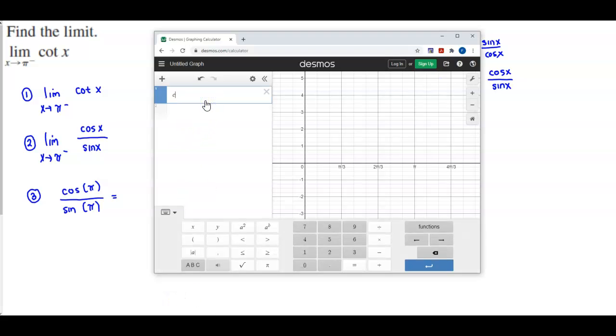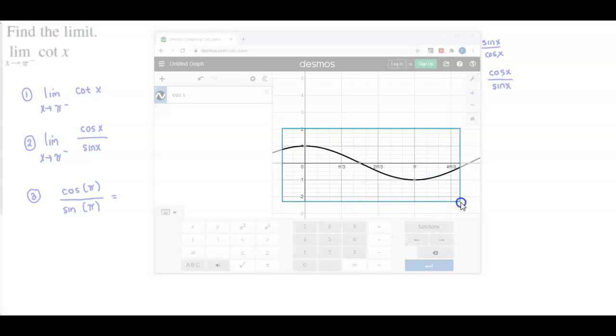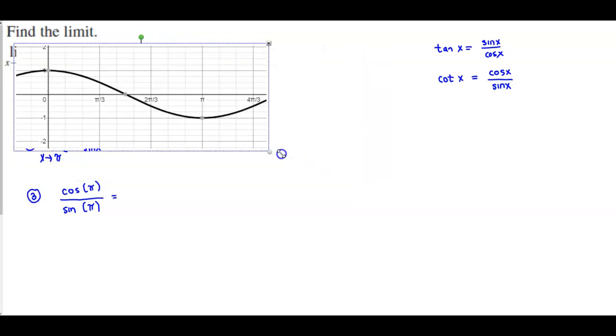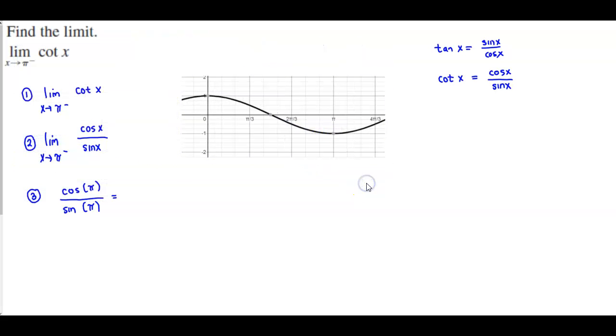So when we graph the cosine of x, we can see here that the graph is approaching, let me write this graph here. So we have the cosine of x, and we can see it's approaching pi from the left, and the value is at -1.